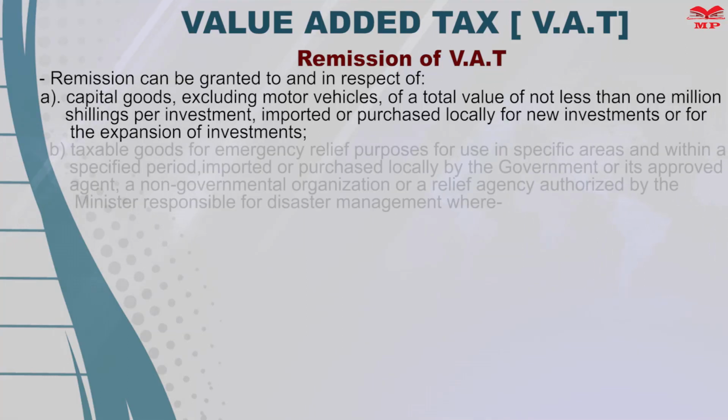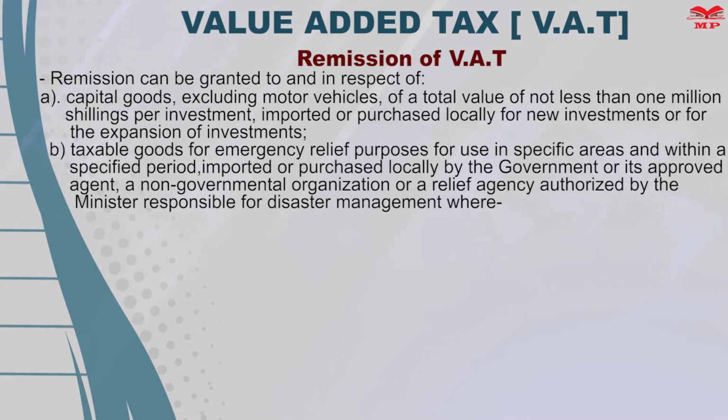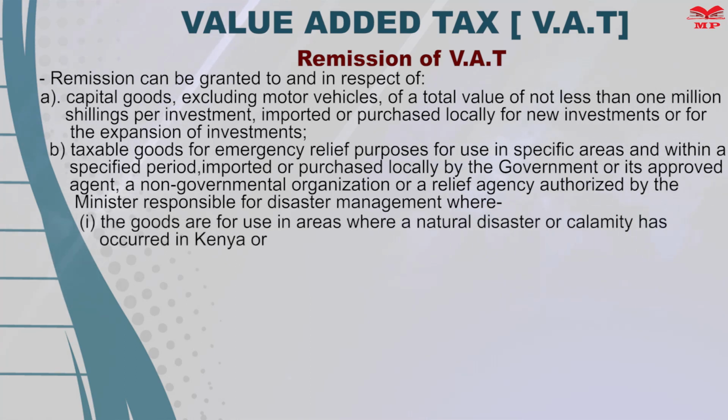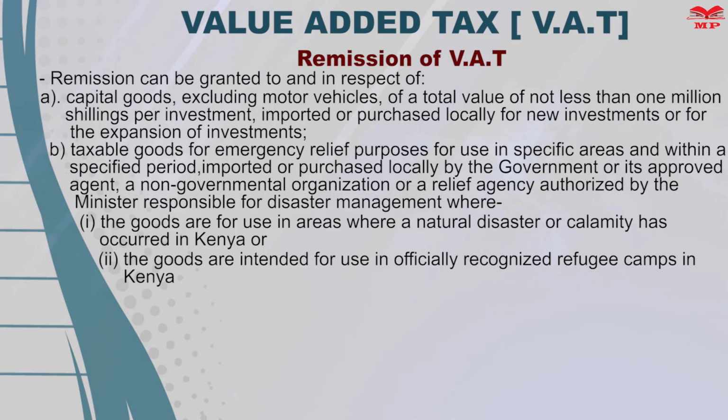B, taxable goods for emergency relief purposes for use in specific areas and within a specified period, imported or purchased locally by the government or its approved agent, a non-governmental organization or a relief agency authorized by the minister responsible for disaster management, where the goods are for use in areas where a natural disaster or calamity has occurred in Kenya, like excessive flooding or a fire or other disasters. The goods are intended for use in officially recognized refugee camps in Kenya, like Dadaab.